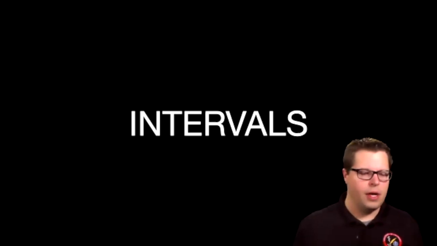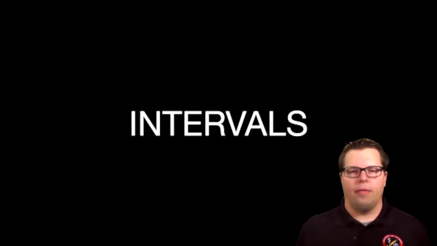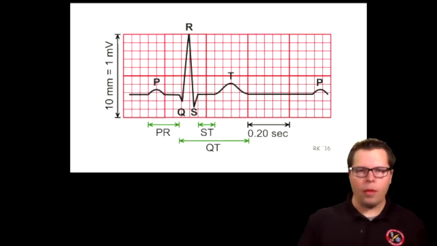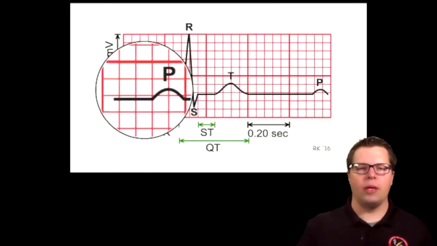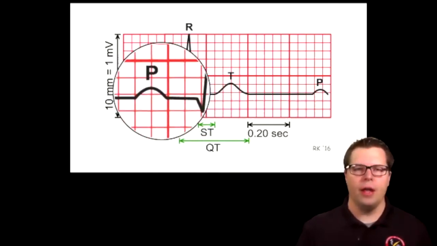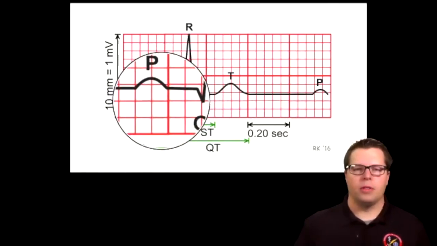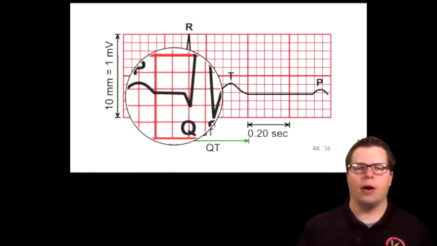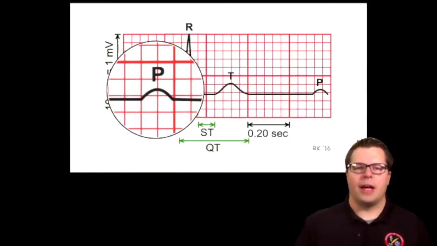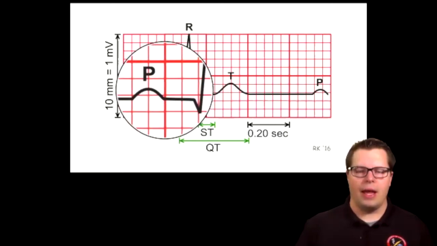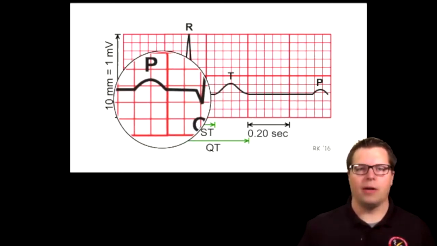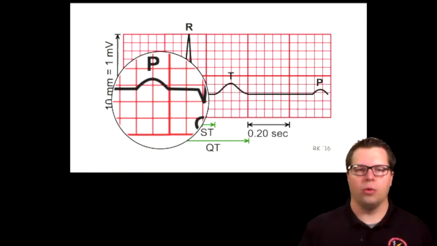So how about intervals? Again, this is how I look at it. We've determined rate. We've determined rhythm, basically. I looked at the axis. Now let's look at the intervals themselves. I don't want to get into all the numbers and all that kind of stuff, but I will just bring up again, what do the intervals mean? You basically got four that you're really interested in. One is the PR interval, the space between the start of the P wave and the start of the QRS complex. This is how long it takes electricity to go through the atria. The PR interval is how long it takes for electricity to start and go through the atria.